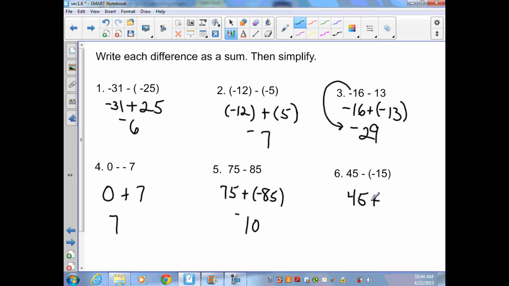Number 6, 45 minus a negative 15. Double negative goes to a plus sign. 15. Same sign combined, use the sign. 45 plus 15 is going to give me 60. And we use the sign, which is a positive 60.